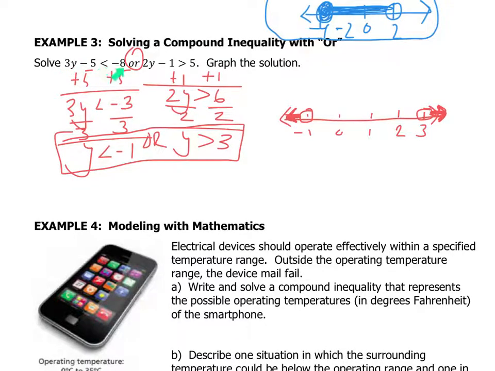Is -5 less than -8? No. But because it's an OR statement, it has to work for one or the other one, or it's not part of our set. If I was to plug in a 0 here, 2 times 0 is 0, minus 1 is -1. Is that greater than 5? And the answer is no. So that is correct, at least on the 0, because it didn't work for this one, and it didn't work for this one. So you can use that as an idea on how to test your solutions.